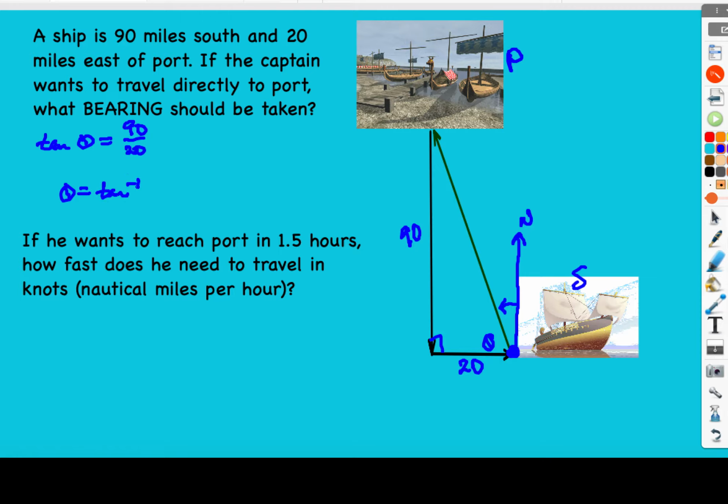Right, on both sides, we'll cancel the tangent on the left and take the inverse tangent of, well, 90 over 20 is really just 9 halves, or 9 over 2. So it might be a little bit easier to write it that way. So let's jump over to our calculator real quick here.